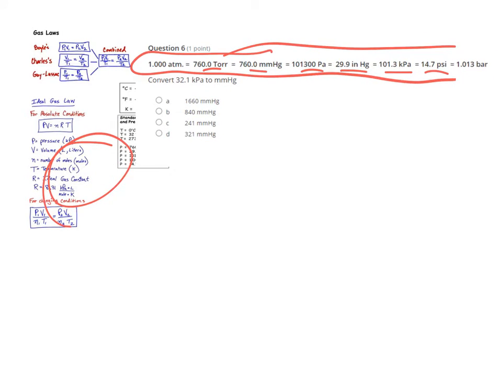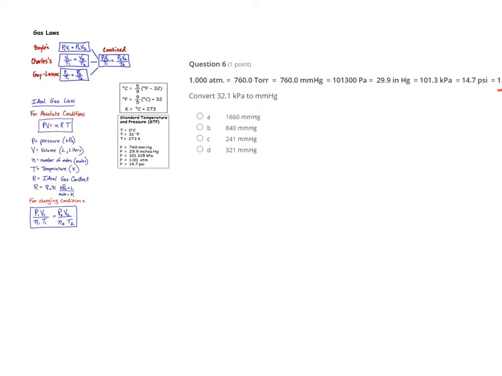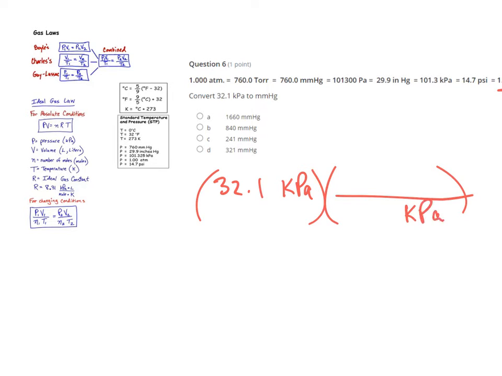Oh, they got one other one on there that we did not have on our list, and that's a bar. All right, that's a bar, which is related to Pascal, kind of. All right, let's look at how we would do this kind of problem. We said we want to convert 32.1 kPa into millimeters of mercury. So I make a conversion factor with kPa on the bottom and millimeters of mercury on the top.